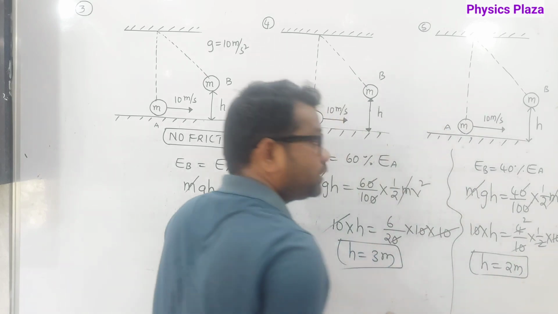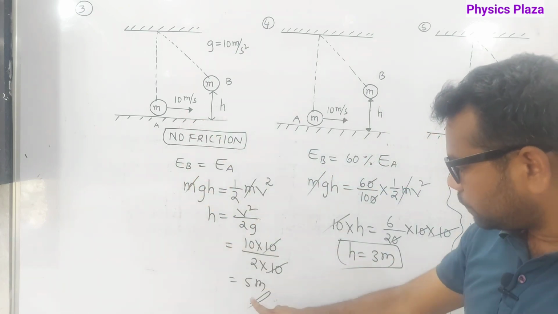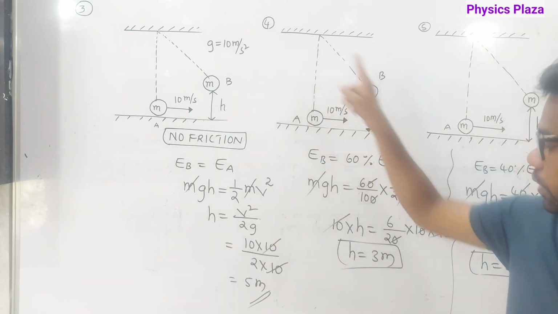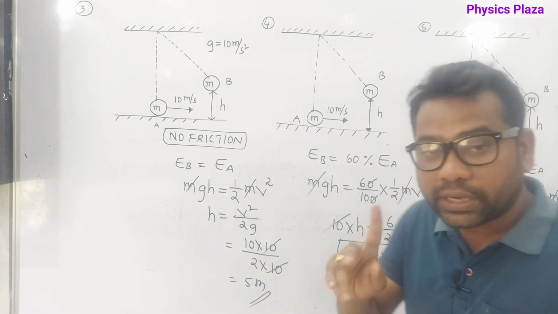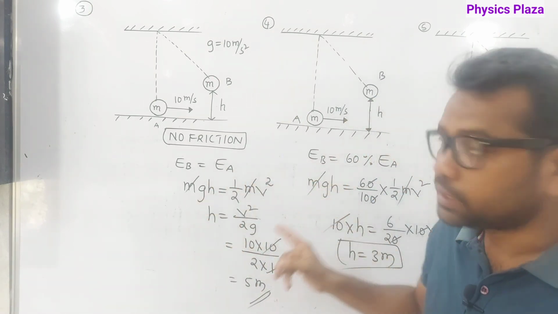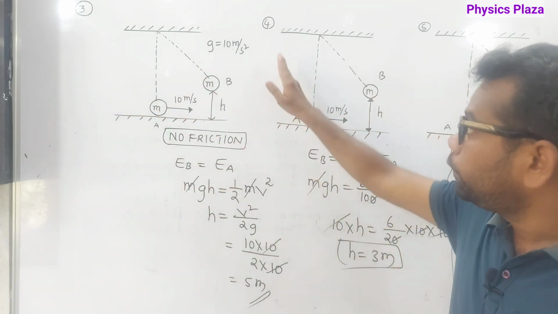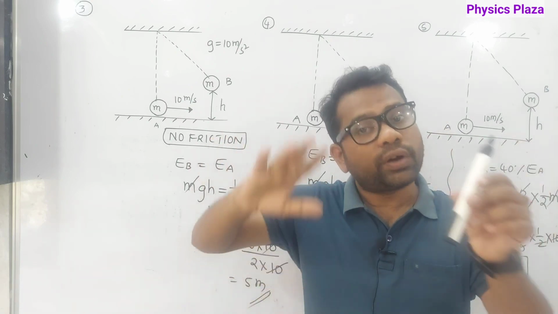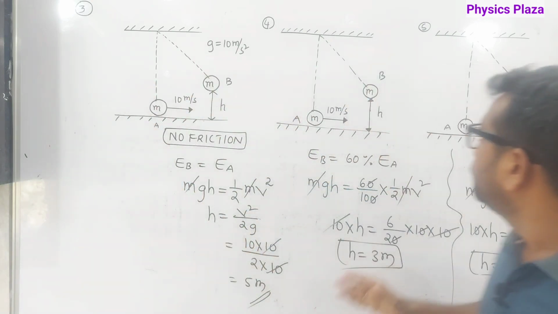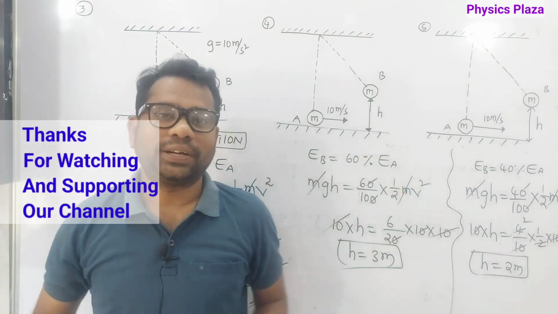Is that clear, children? So these numericals seem to be the same. But in the third question we got the answer 5 meters, in the fourth question we got 3 meters, in the fifth question we got 2 meters. Children, again I am telling you what is the difference between these three numericals. In the third numerical there is no air friction. In the fourth question, 40% of energy is lost to overcome the air friction. Whereas in the fifth question, only 40% of the energy is converted.